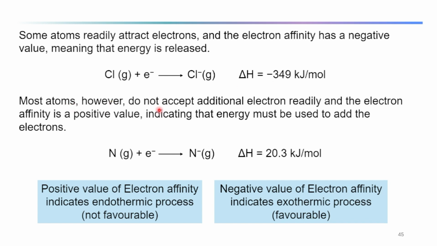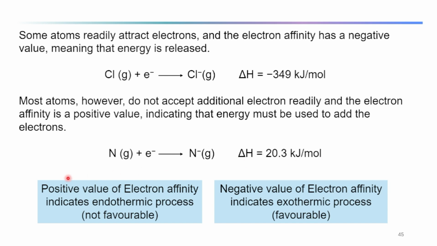Most atoms, however, do not accept an additional electron readily, and the electron affinity is a positive value, indicating that energy must be used to add the electron. For example, nitrogen. We have already seen that nitrogen has a half-filled configuration. So if you want to put in one electron, it is not energetically favorable. So the nitrogen atom will not try to take this electron. If you have to force it, you have to put in extra energy to make it N minus. That's why the enthalpy of the process is positive, plus 20.3 kilojoule per mole.